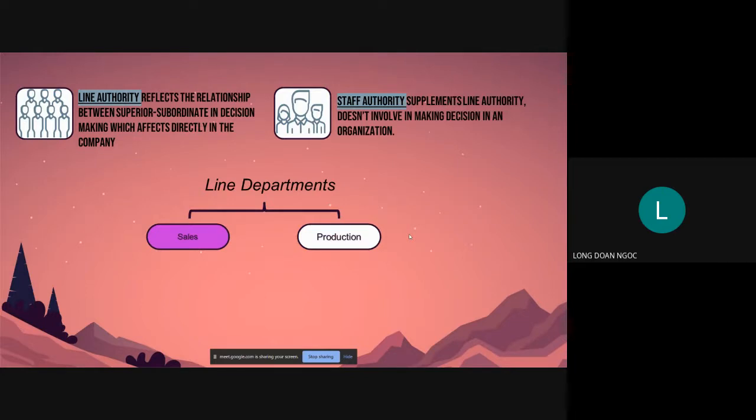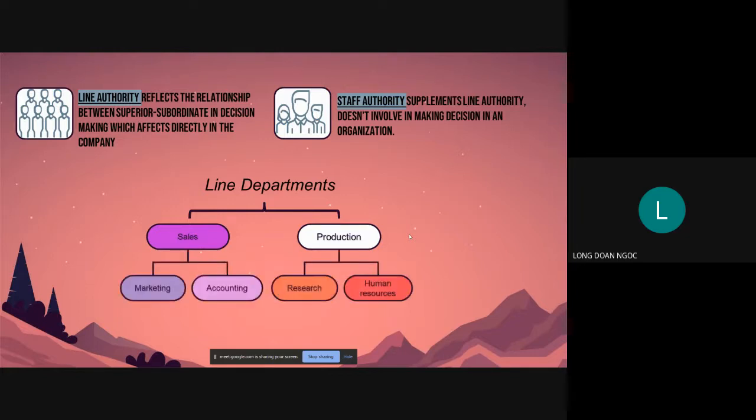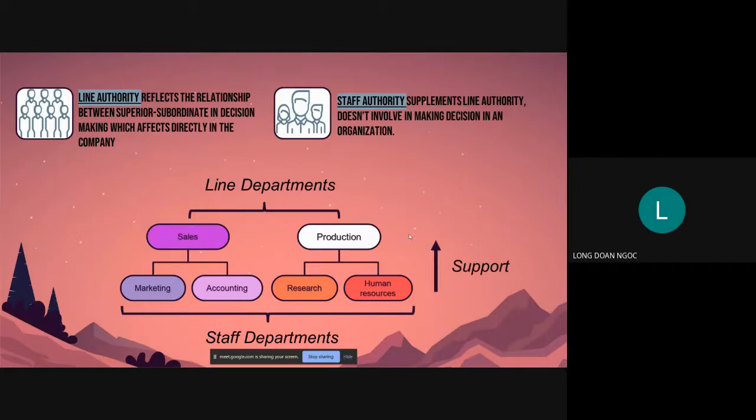The second genre is staff authority. While staff authority appears quite a lot in medium and large organizations, it can be easily forgotten. Staff authority plays an advisory role, complementing line authority. Staff departments undertake the staff authority's function. This personnel cannot be involved in the decision making of a company. Instead, a staff department is more like a consultant to a line department.